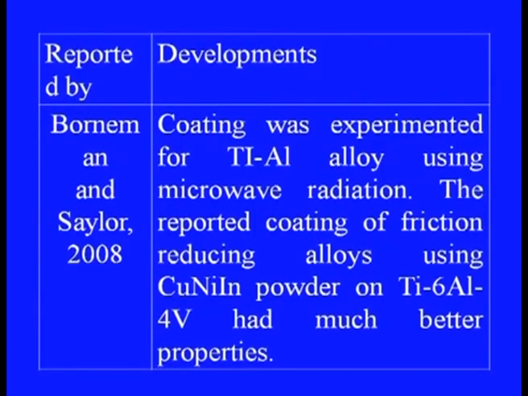Another group, Borman and Saylor, have successfully developed coating for titanium and aluminum alloy using microwave radiation. They have reported the coating of friction reducing alloys using copper nickel indium powder on titanium 6 aluminum 4 vanadium alloy, and they have found better properties of microwave induced coatings.